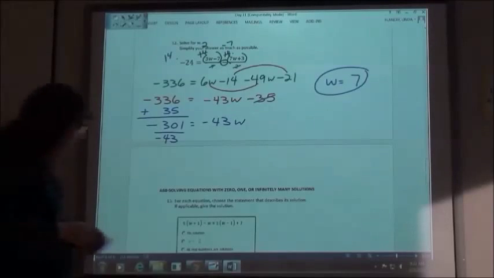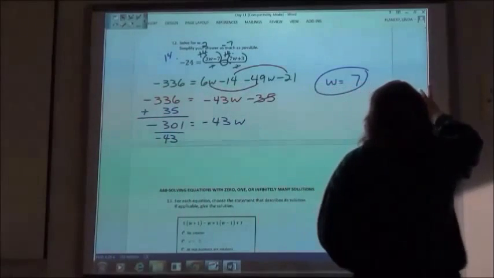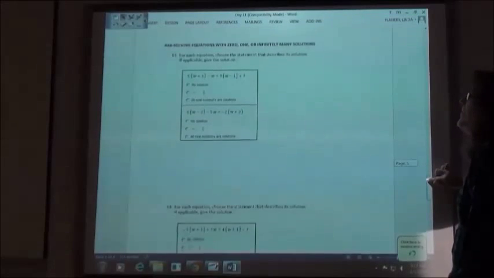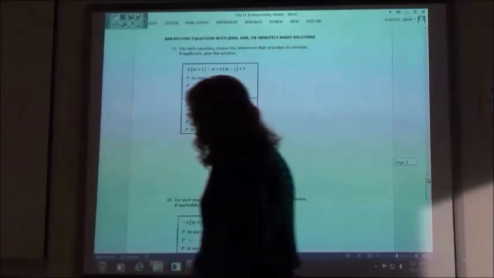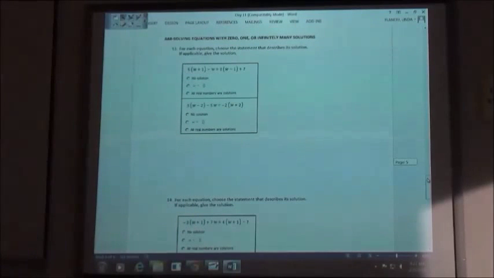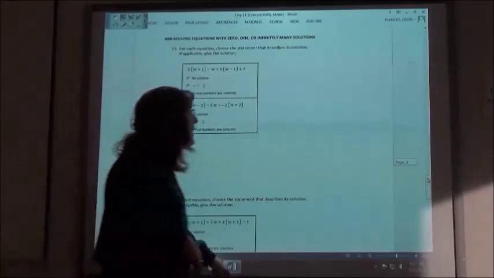Last three on this page. More solving. It says solving equations with 0, 1, or infinitely many solutions. These are the ones where you don't always get w equals a number. Sometimes you get 0w equals something.